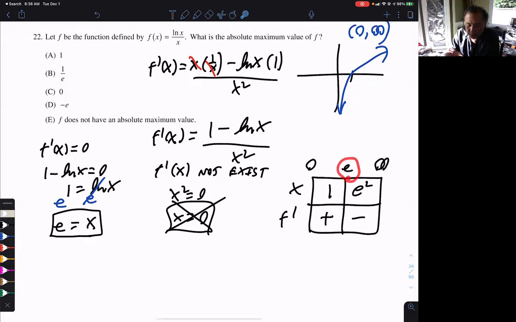But be careful, read the question. It's asking what is the absolute maximum. It doesn't say at what x coordinate does it occur. It's actually asking what is the absolute maximum. It's asking for the y value at e, because the y value is what they're talking about, the maximum y value. So if you plug in e here and e here, ln of e is 1 and e is e, so the answer is 1 over e. Bam. So that is the maximum value.